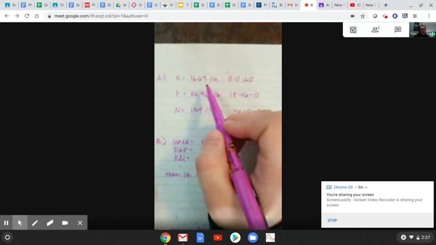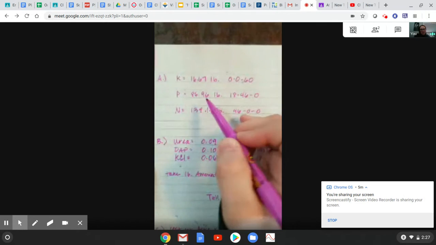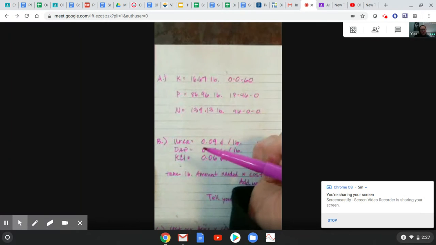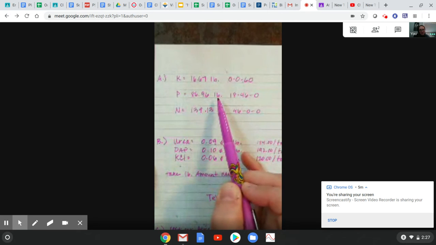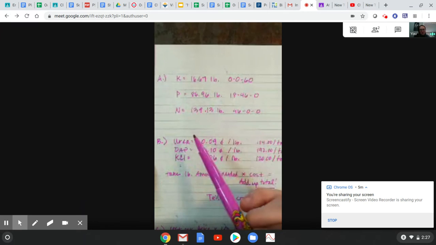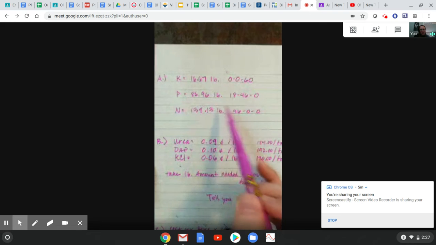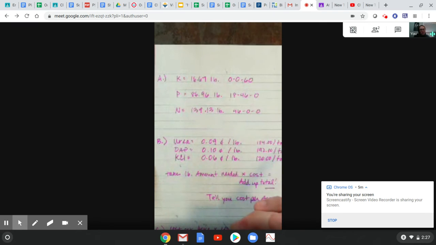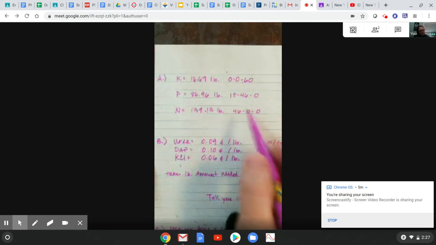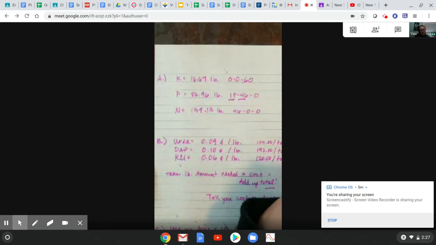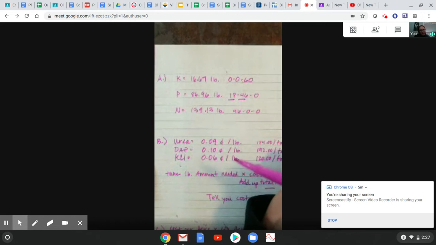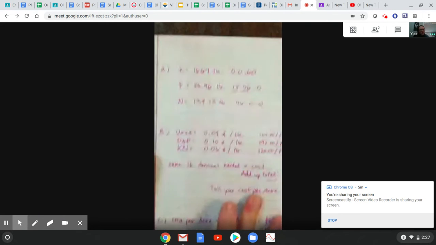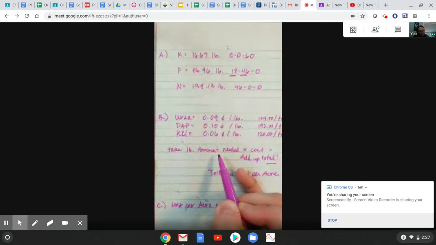For potassium, I would need 16.67 pounds of that fertilizer per acre added to my mix. For phosphorus, I would need 86.96 pounds added to my mix. And for nitrogen, I would need 139.13 pounds of this added to the mix, because remember, I'm getting nitrogen from two places, so I already took into account the nitrogen I'm adding there. And so that's A. We already solved the problem for B.